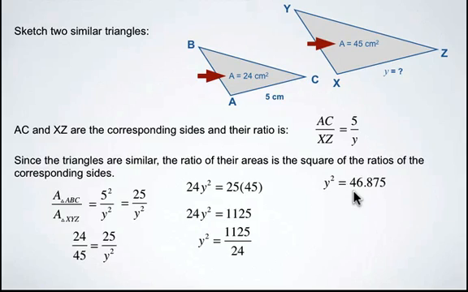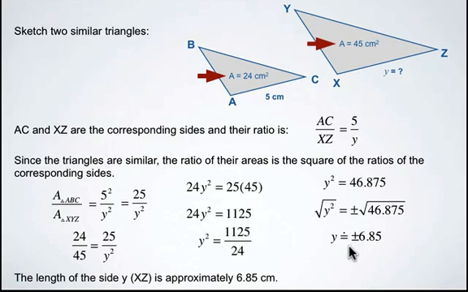46.875. Now, to get y all by itself, we need to reverse this squaring process, which means we need to take the square root of both sides of this equation. Now remember that there's always a positive and a negative square root. In this case, we're going to take a look at the positive square root because we know that it's a length, and the length can't be negative. So when we take the square root of y squared, we get y. And when we take the square root of 46.875, we get approximately 6.85. And we can extract now that the length of side y, which we know was XZ in our diagram, is approximately 6.85 centimeters.